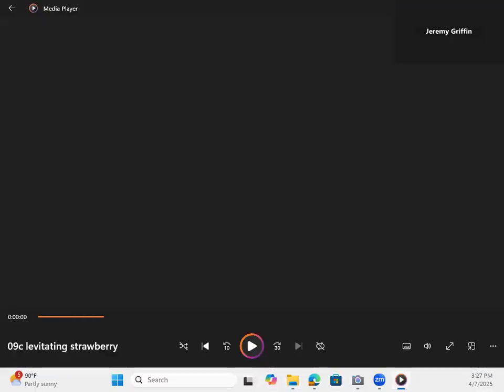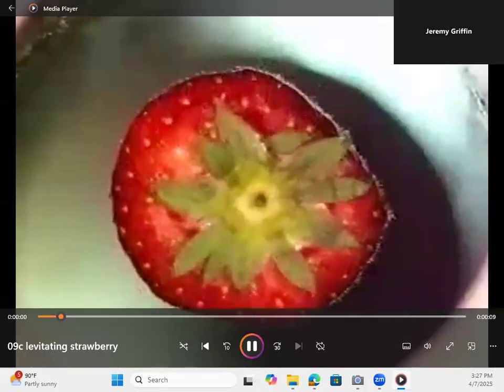This frog is made mostly of water, so put him in a strong magnetic field, he's going to be floating around. He's just floating, froggy day. Or here, I got a strawberry version of this. Yeah, it's mostly water.